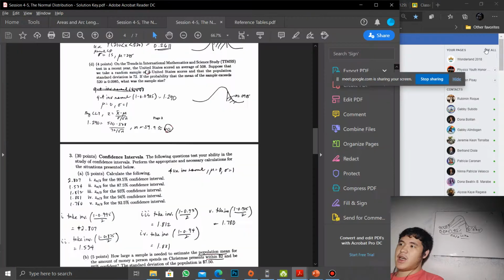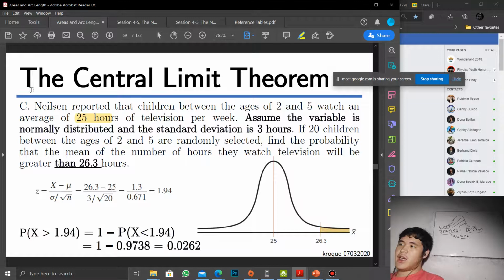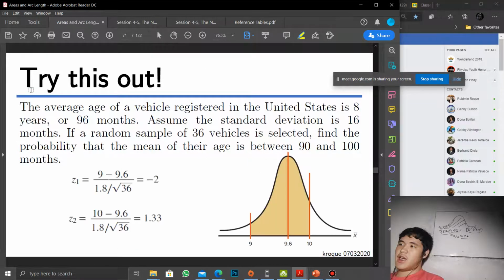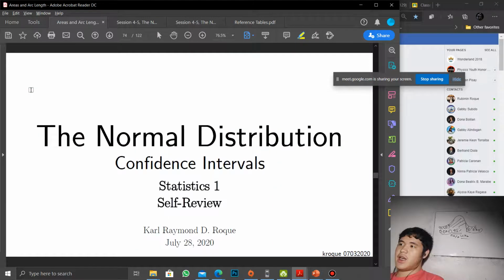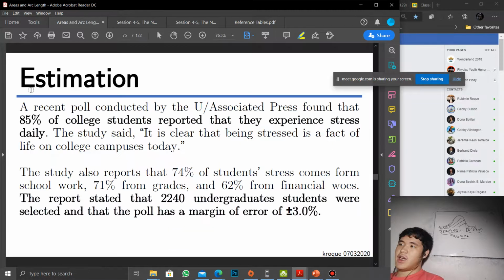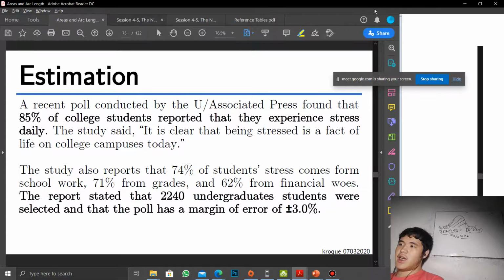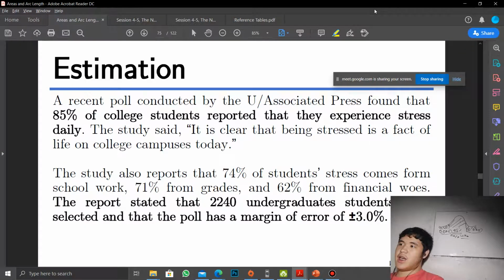Okay, next. Last one. Last topic for today. No normal distribution. Confidence intervals. So, estimation, guys. Estimation sa statistics. Kumbaga, halos lahat ng nakikita natin is estimates only.